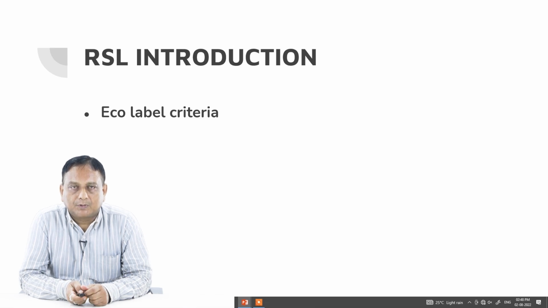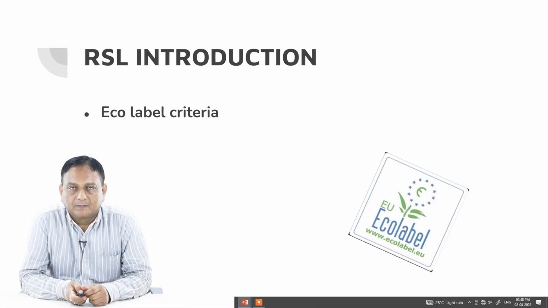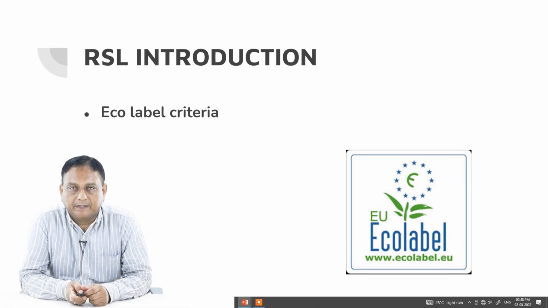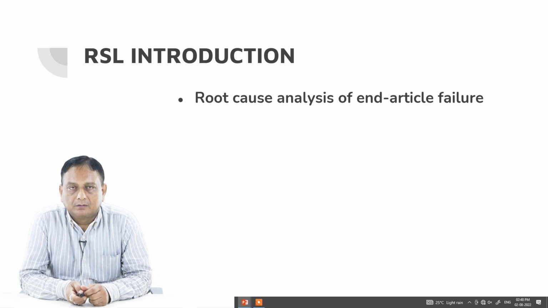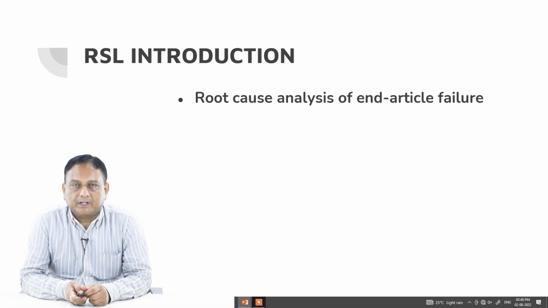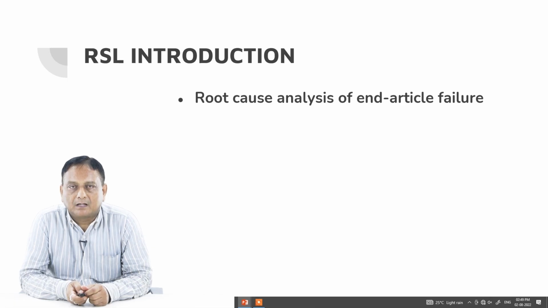Then RSL talks about eco-label criteria also. What are the different criteria, to see that the eco-label is satisfied in this garment. It talks about the root cause analysis of end article failure. Suppose a garment, after testing, we found that restricted substances are present in it. So how to avoid that? That is the root cause analysis of the article.